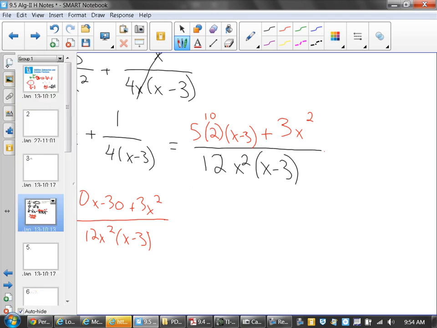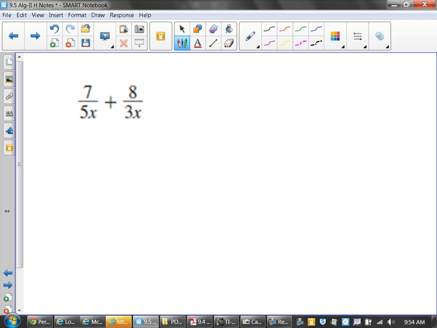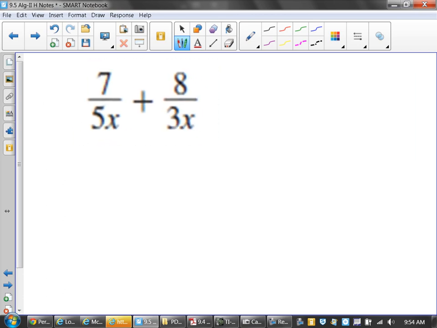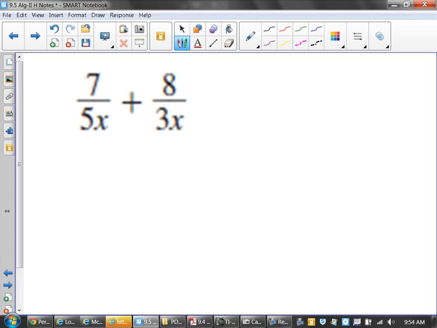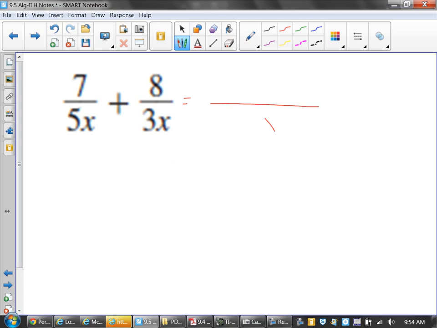All right. Let's see what the other one was. This might make you happier. You see why I threw the worst at you first? So when I'm looking at this one, I have 7 over 5x plus 8 over 3x. Right off the bat, what do both denominators have in common? Or even more obvious, what do they both have? X. They both already have a value of x. So I'm going to put x in the denominator.